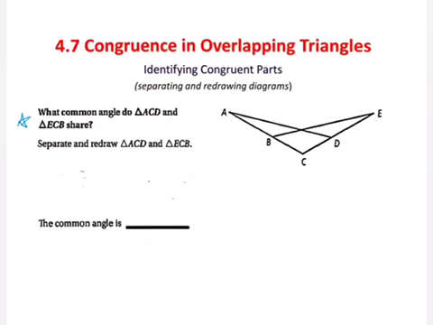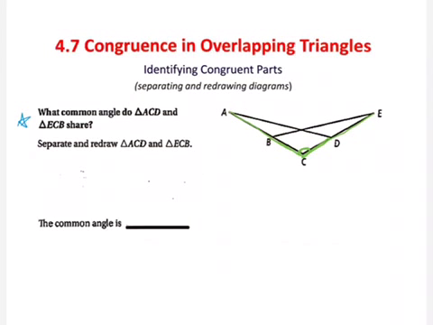There are two ways to approach this problem. One way would be to look at the diagram and see where the overlap happens. And from looking at it, I can tell that this angle of ACD is the same vertex as ECB. So angle C is the common angle between the two.